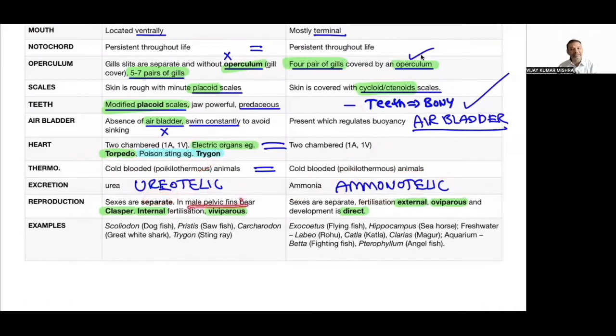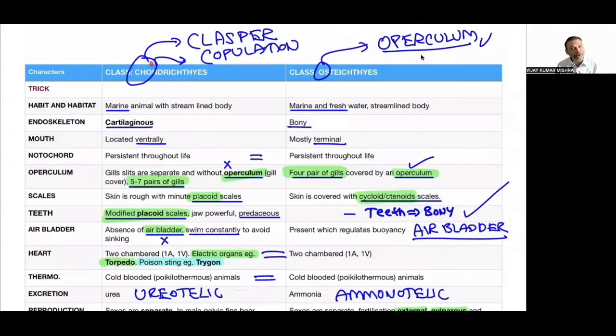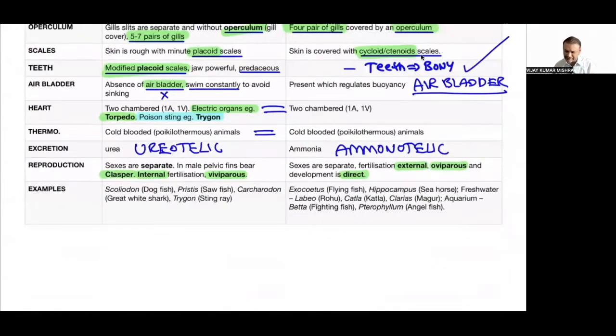Male pelvic fins bear a clasper. So the male has a clasper. I have written here C for Chondrichthyes, C for clasper, and C for copulation. So Chondrichthyes, the cartilaginous fishes, have a clasper, which is a copulatory structure that helps in transferring the male gamete into the female body. I hope this point is clear.